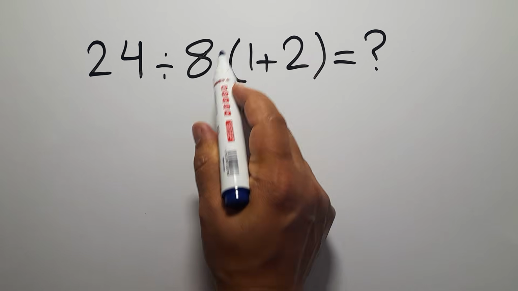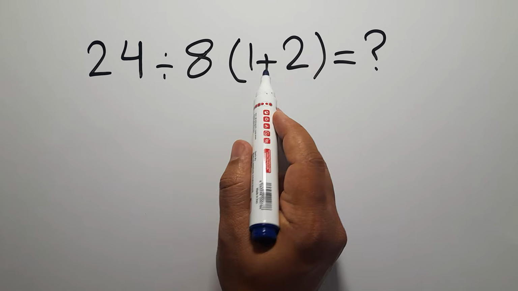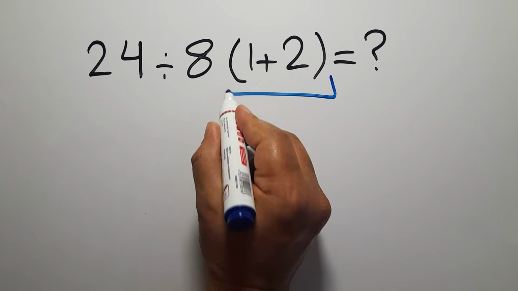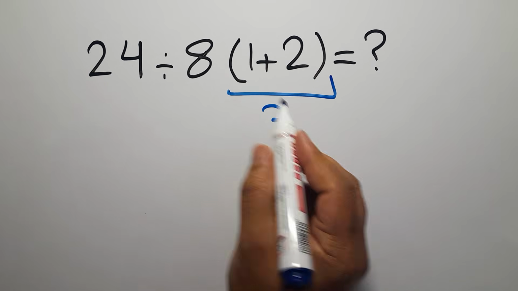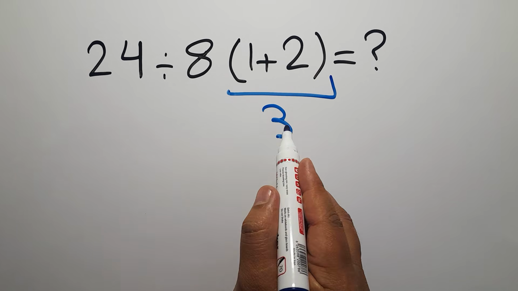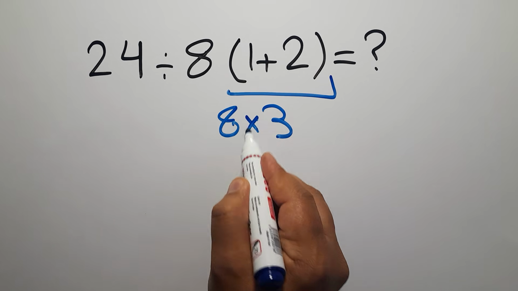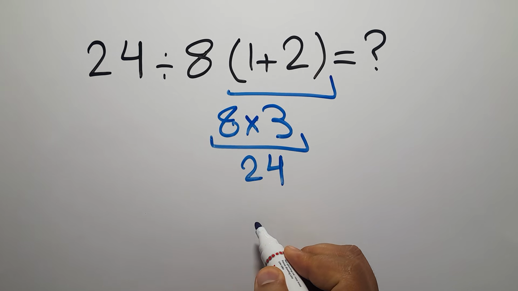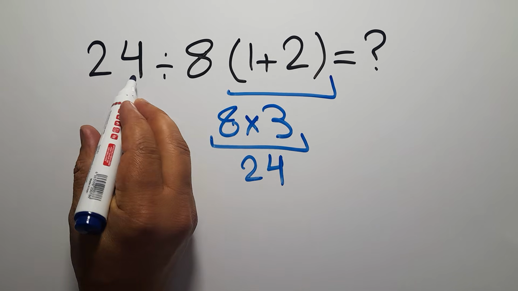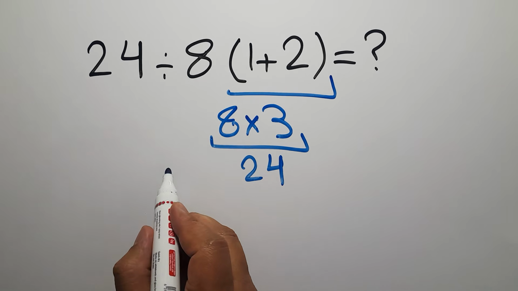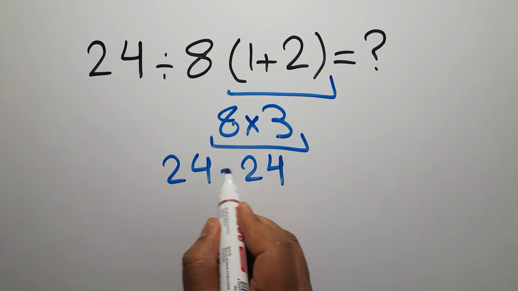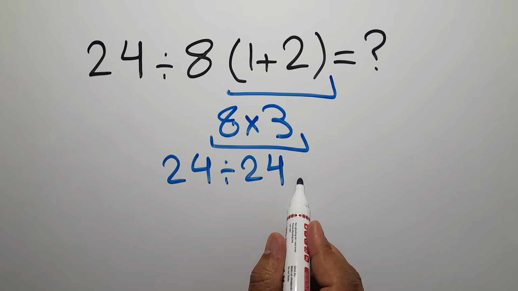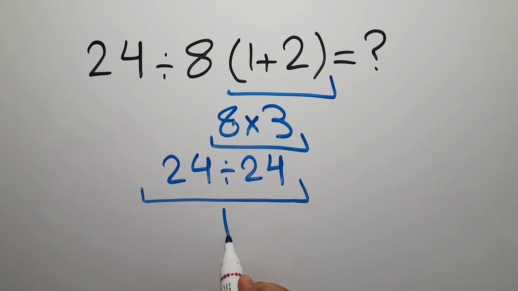First, we do this parentheses. 1 plus 2 gives us just 3. So 8 times 3, which equals 24. And 24 divided by this. So 24 divided by 24, which equals just 1.